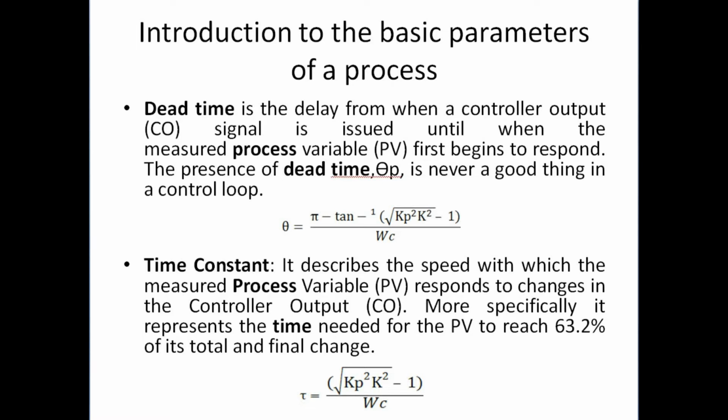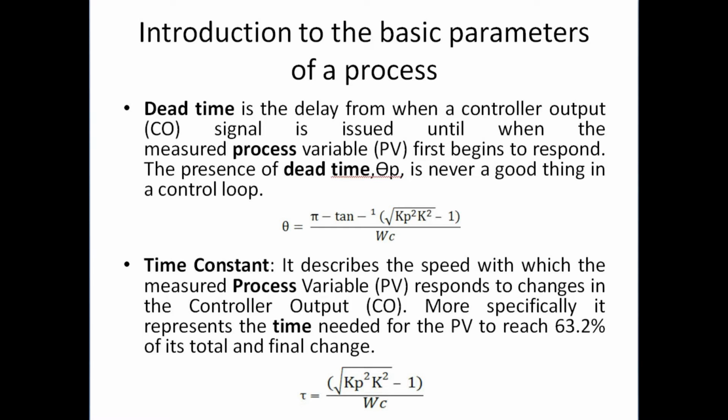So the formula for theta, or dead time, is equal to pi minus tan inverse of root of Kp square K square minus 1, whole divided by omega c, where Kp is the proportional gain of the controller and K is the process gain. And how to determine these values, K, omega c, theta, tau, I'll show further.